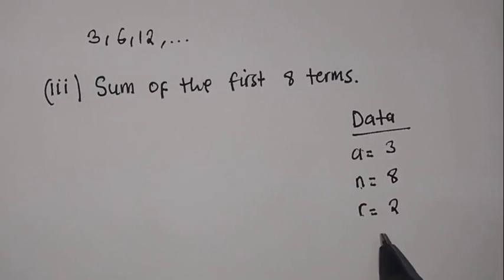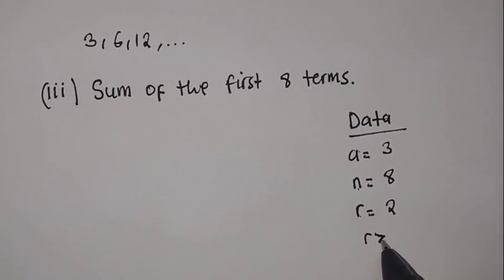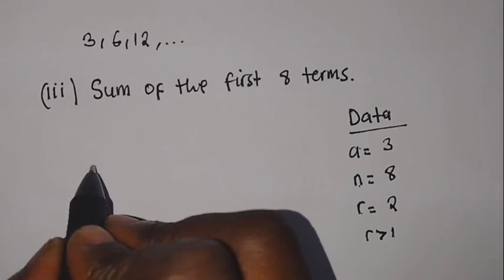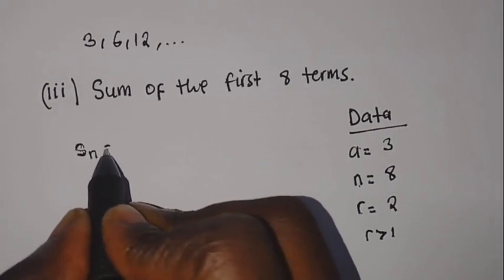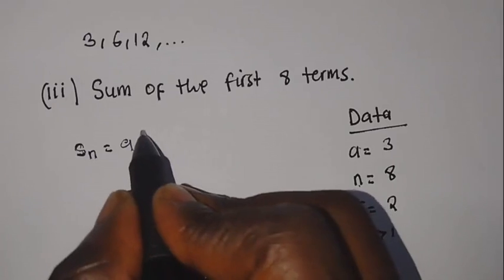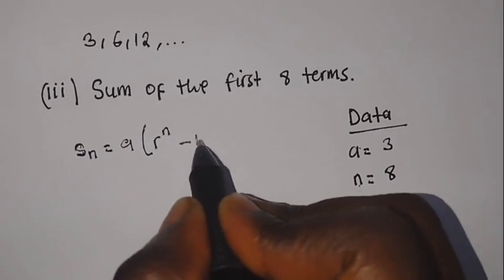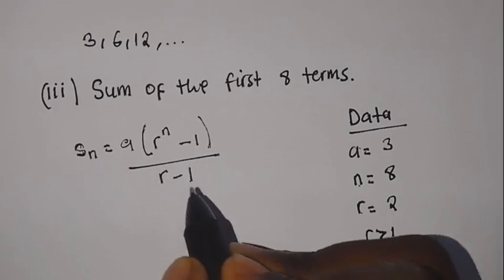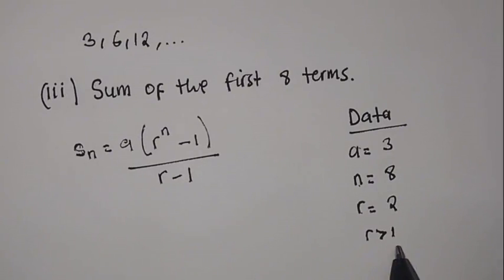The common ratio here, we said it's what? It's 2. So this common ratio, you can see that it's greater than 1. So if it's greater than 1, we know the formula that we can use. We are going to say the sum S subscript n is equal to A, open bracket, R power n minus 1, close bracket, over R minus 1. So this is the formula that you must use if the common ratio is greater than 1.